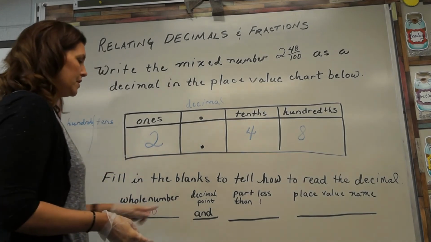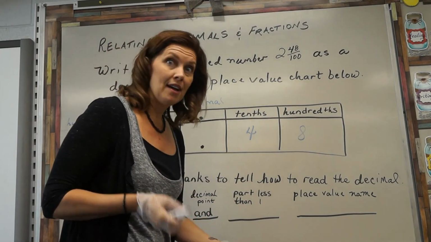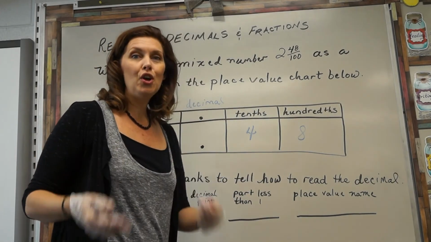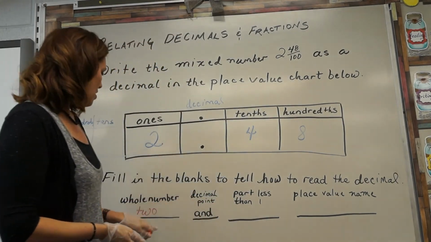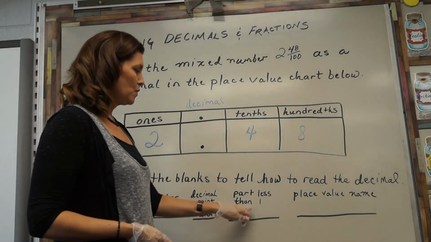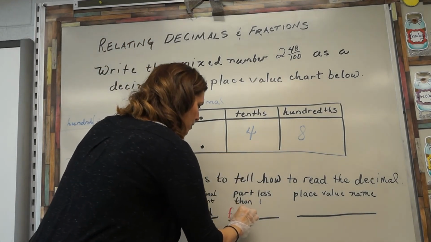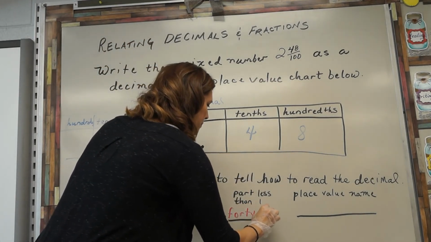That's 2. The decimal point we always say is and. Everybody say and. And, very good. So 2 and. So the part that's less than 1 is 48. Okay, so we're going to write that in word form, 48.